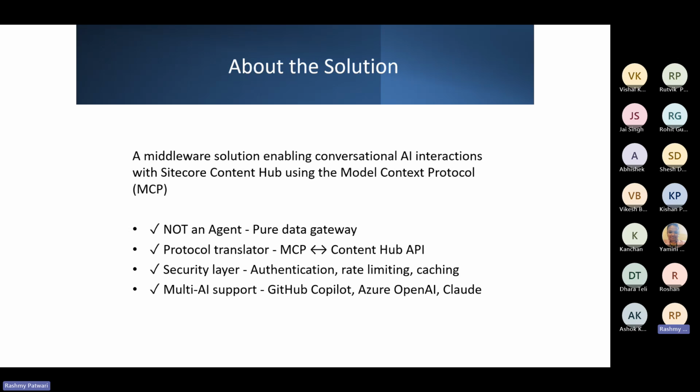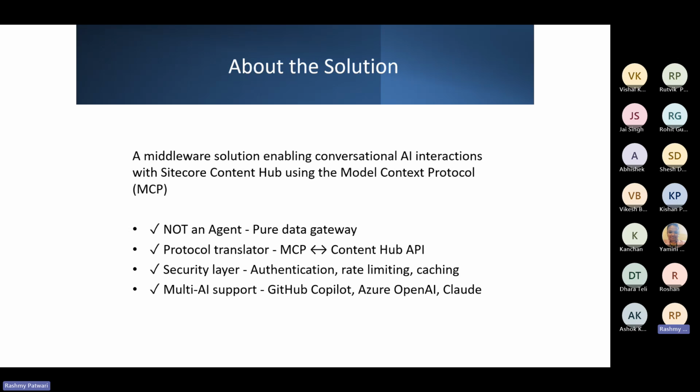About the solution itself, what is under the hood: as I've just shown you briefly in the code, this is a middleware solution. It is hosted on Azure, and it handles all the interactions with Sitecore Content Hub following the protocol of MCP. It's not an agent. The agent was the other one that we have seen on Foundry. The MCP server is just a gateway. It translates the protocol between what Content Hub exposes as an API and what MCP is and what agents can understand.